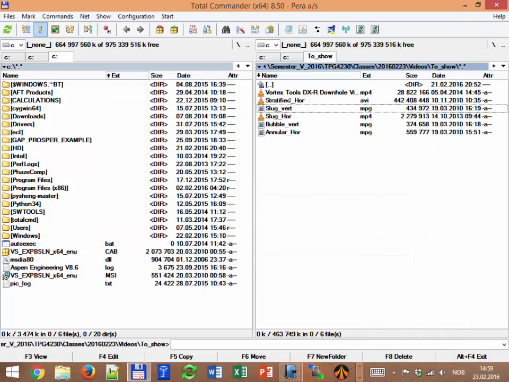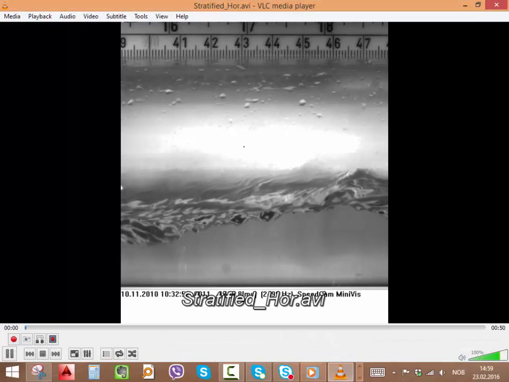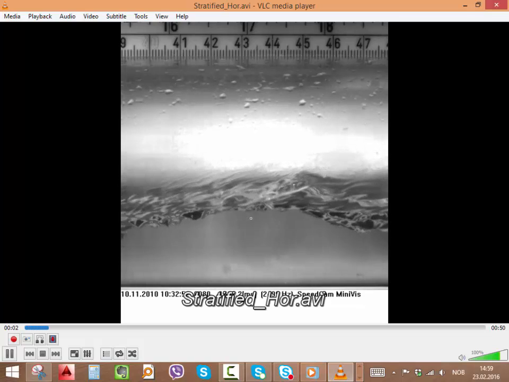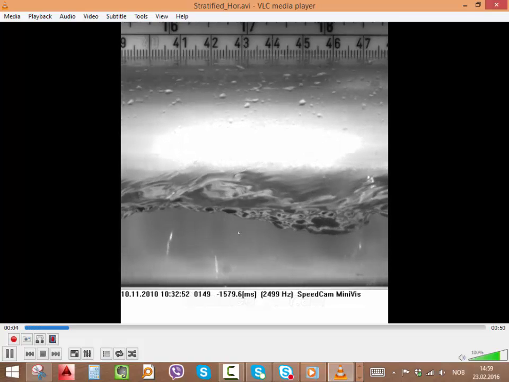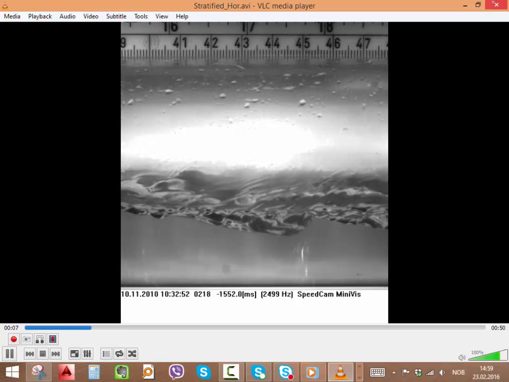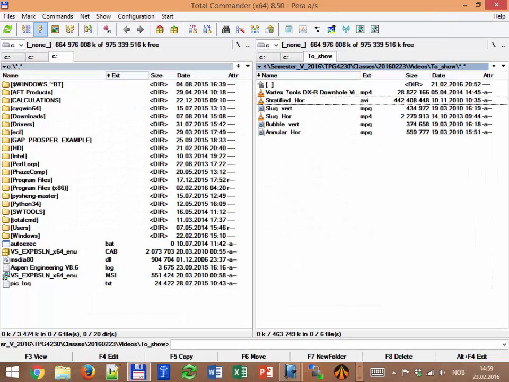And let's see, what else do we have? Stratified, that's very boring. Okay, just flow of gas, and in this case it's oil, I think. And this is actually one kind of live.